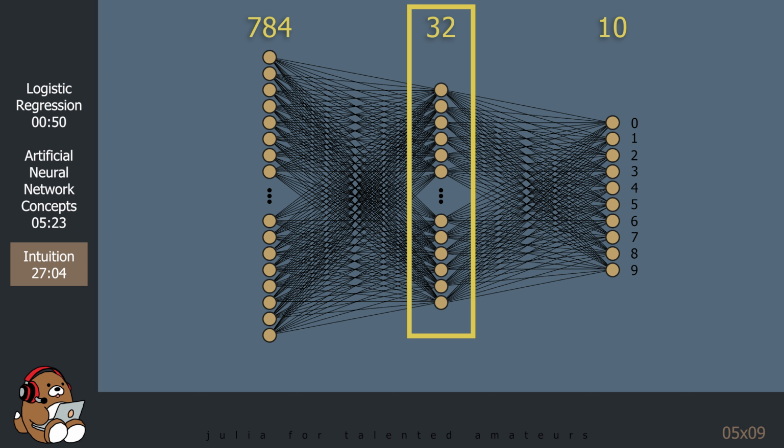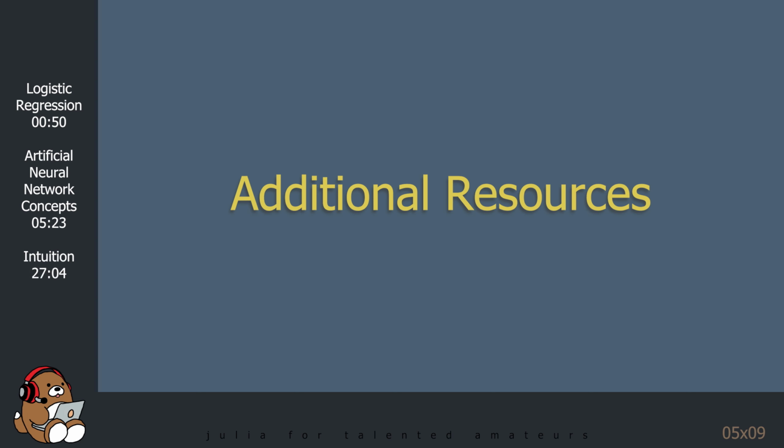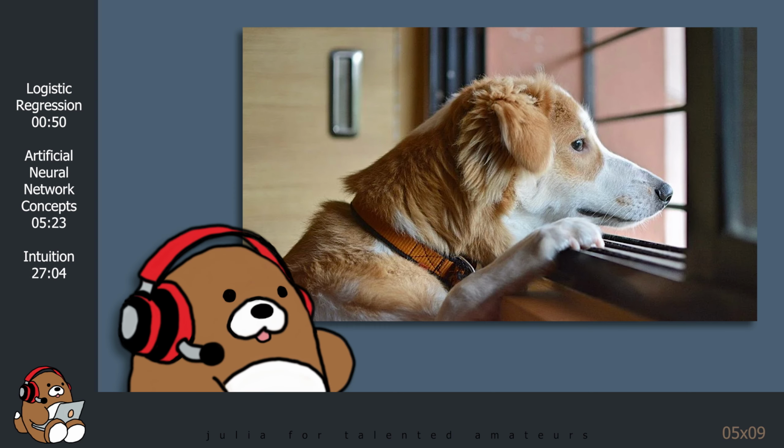The number 32 is somewhat arbitrary. There's no established method for choosing the number of intermediate neurons, so feel free to play around with different values to see if you can improve the accuracy score. I'm clearly no expert in the subject, and you're learning the subject as I'm learning it.